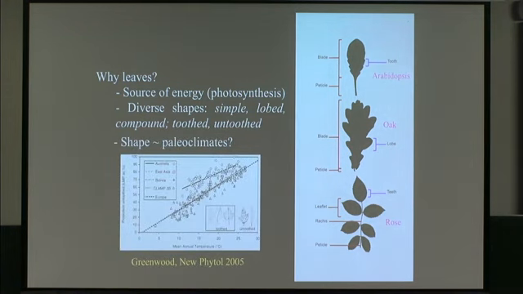As a side remark, it has been observed that whether leaves are toothed or untoothed is correlated with mean annual temperature, and so the presence of teeth is sometimes used to infer information about paleoclimates.